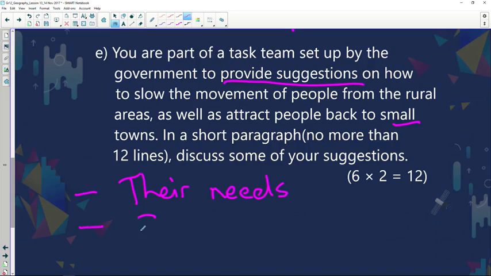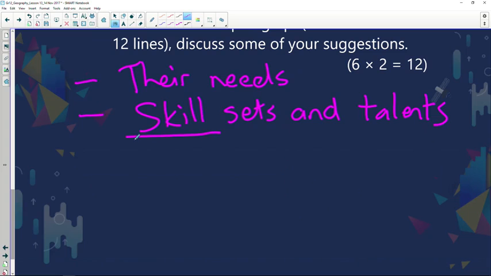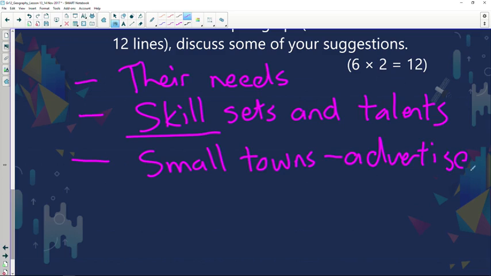And what do we need to go and have a look at? We're going to look at their skill sets and talents. So we need to utilize what they can do and improvise on what they are good at, what they basically can do very well, to do it over there. So we need to look at their needs, their skill sets and talents. And then small towns can advertise or promote activities that are taking place, even if it happens in small towns.